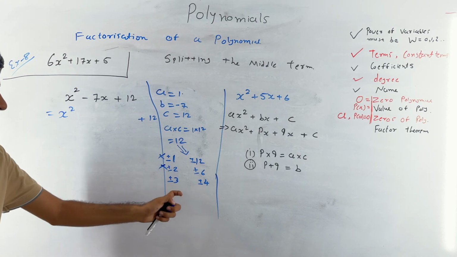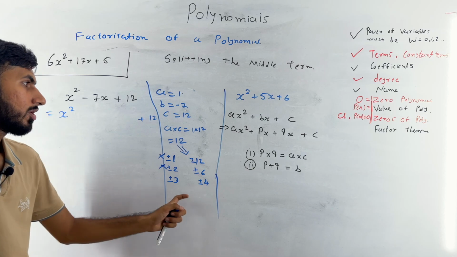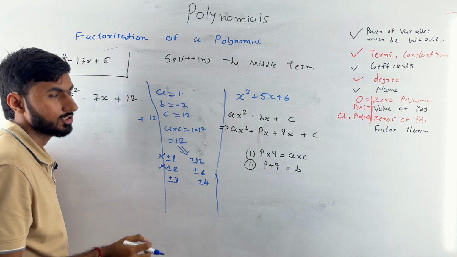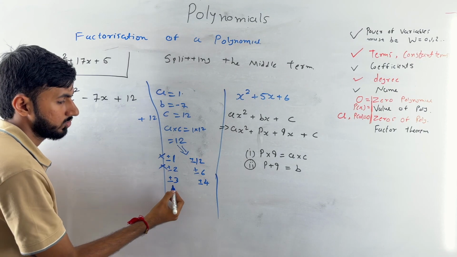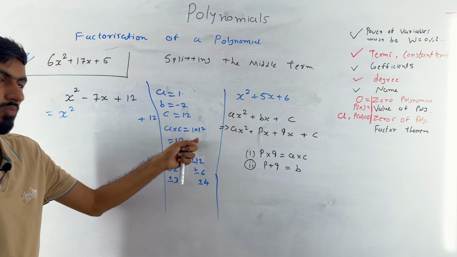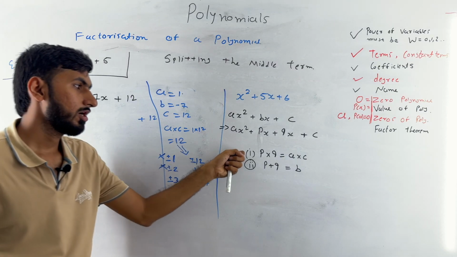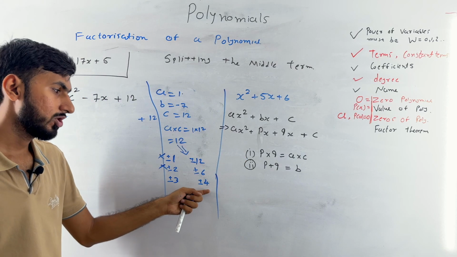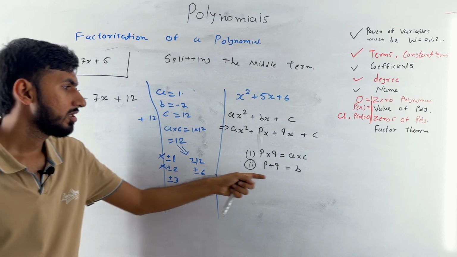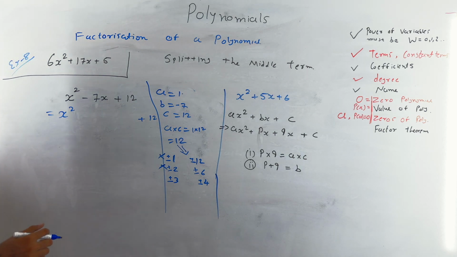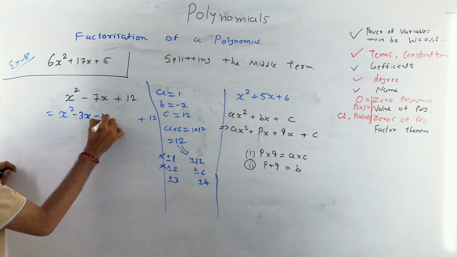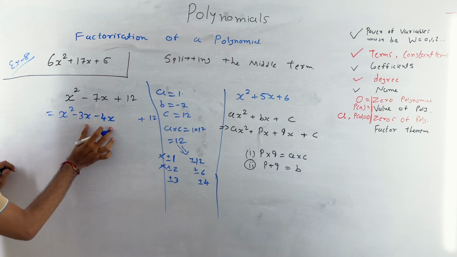Now here I have the third one, plus 3 and plus 4, right? So my answer will be plus 7, but here I have minus 7, so I cannot use plus 3 and plus 4. Now see, for minus 3 and minus 4, minus 3 multiply minus 4 is equal to plus 12. So the first criteria is fulfilled. Minus 3 plus minus 4 is equal to minus 7, right? We have minus 7 as b, so our second criteria is also fulfilled, right? So you can write minus 3x minus 4x here by splitting the middle term.